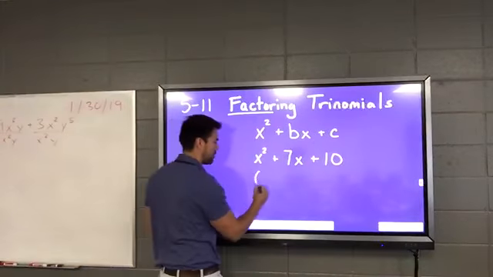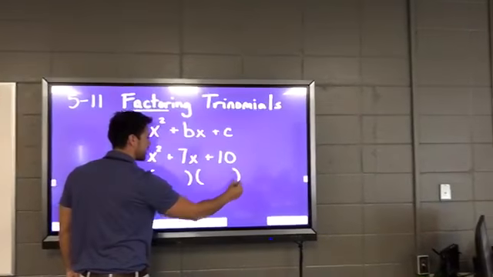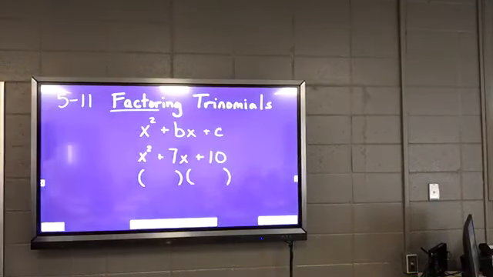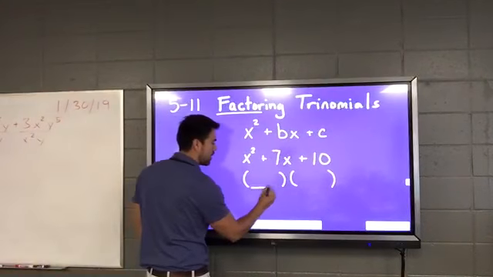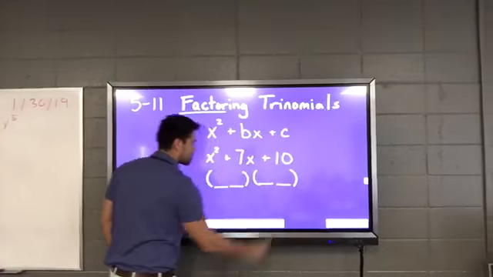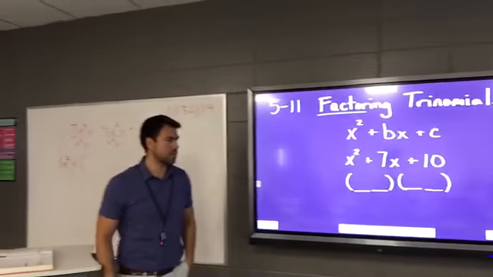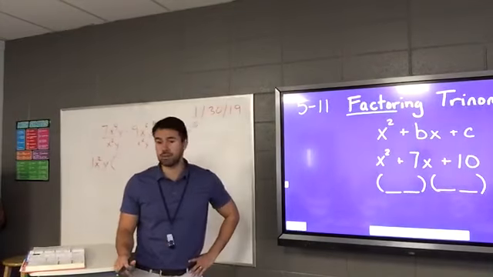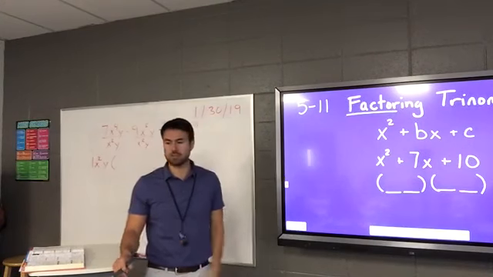This is what I want you to write. I want you to write 2 sets of parentheses. And I want the parentheses to hold a binomial in each set. So I want each parenthesis set to hold a binomial. So you need 2 spots to be filled in.